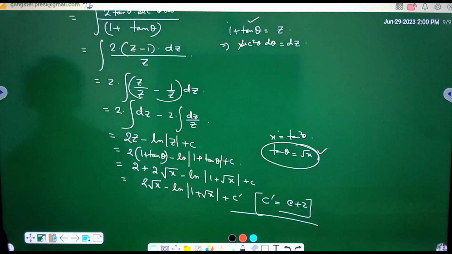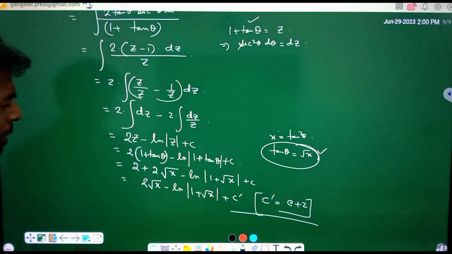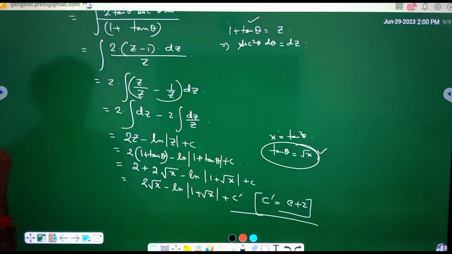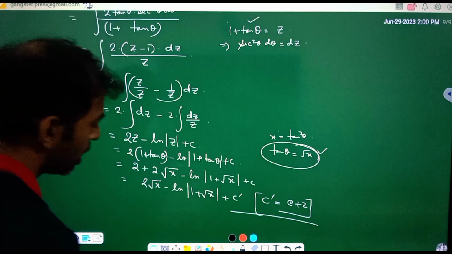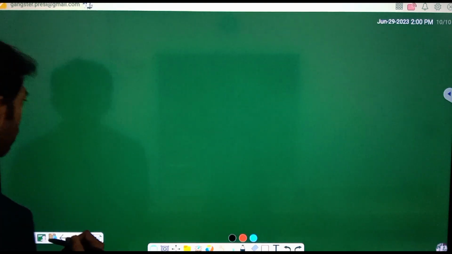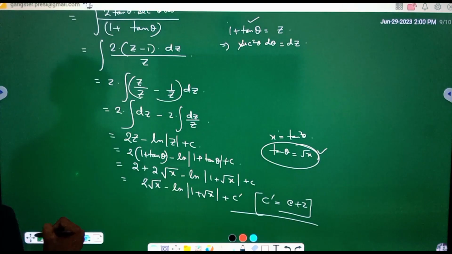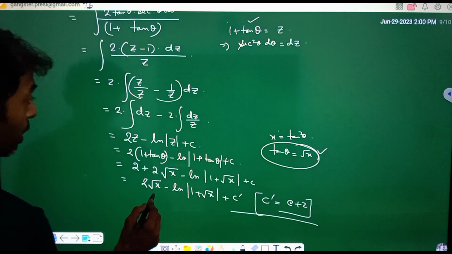You may do this problem in this way. If you have any better approach, you may suggest it in the comment section. Okay, no problem about that, I will entertain that. Next, I'm going to move on to the next problem.